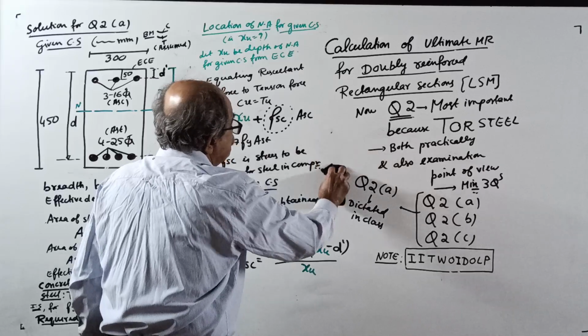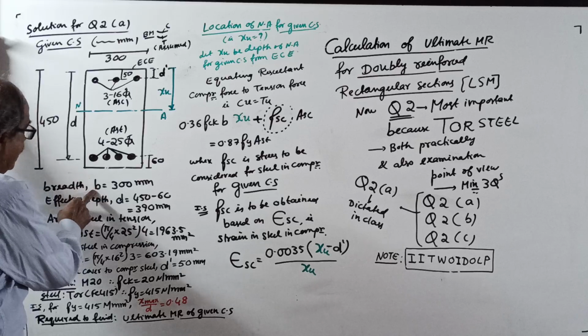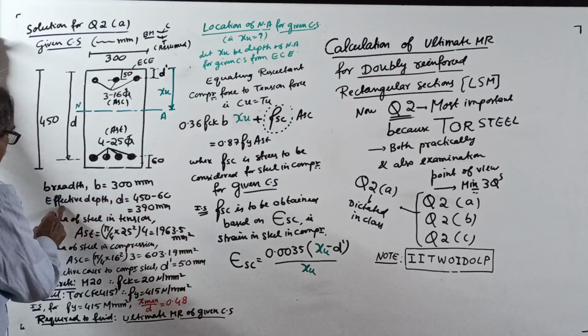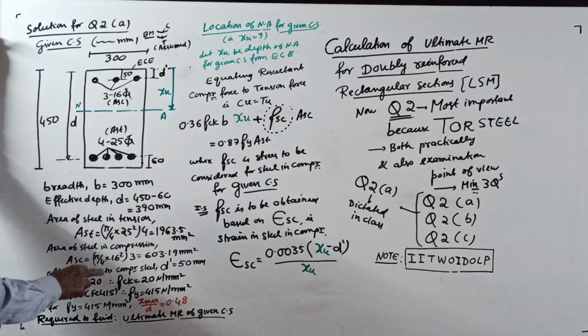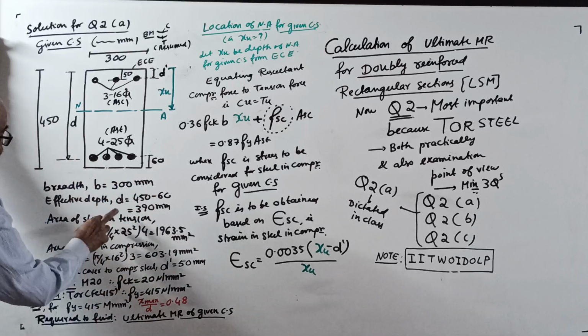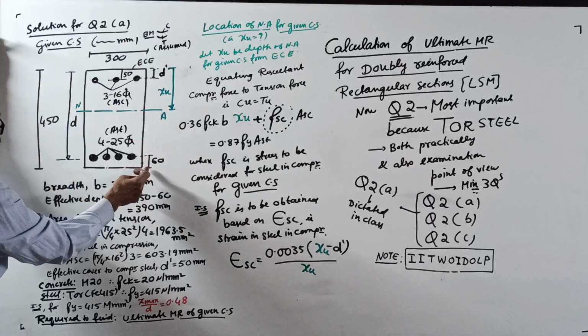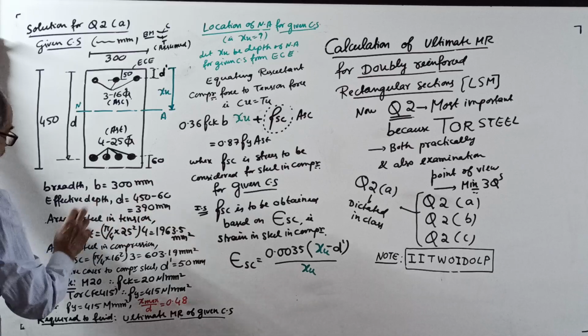Now I will reduce the speed slightly. Breadth B, 300 millimeter. Effective depth D. This all I told earlier as basic data. See the procedure sheet, I told you to get all these values. D, 450 minus 60 directly. Why? Because effective cover is given. 390.